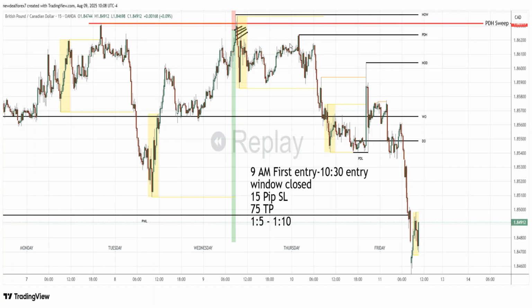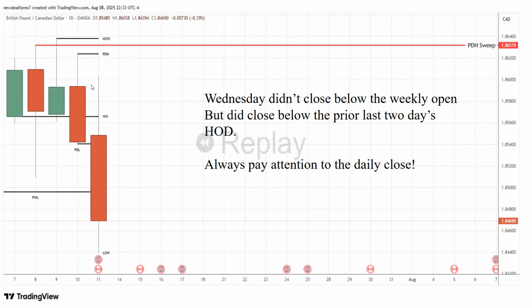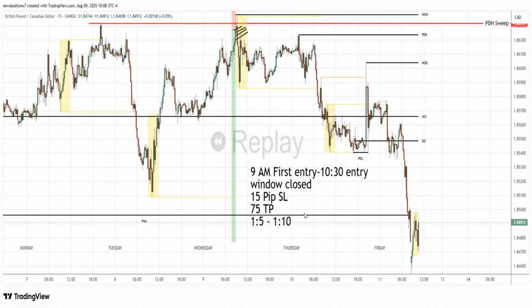And again, you might have dealt with a little drawdown here as well. But you don't let this scare you because of the close. You have to wait for this day to close, Wednesday to close. And once Wednesday closes beneath these lows, beneath these highs, you're good if you're short. And same for longs. And then obviously it tanked. You could have got anywhere from 1 to 5 or 1 to 10 on that one. So that was another great trade there.